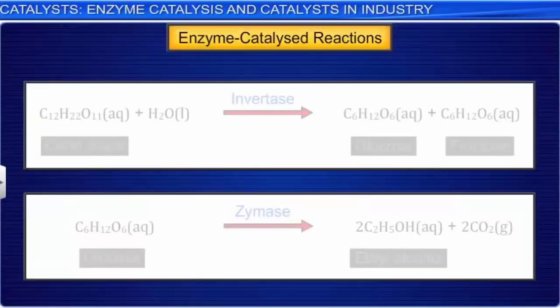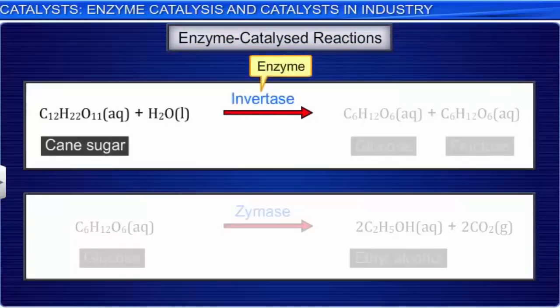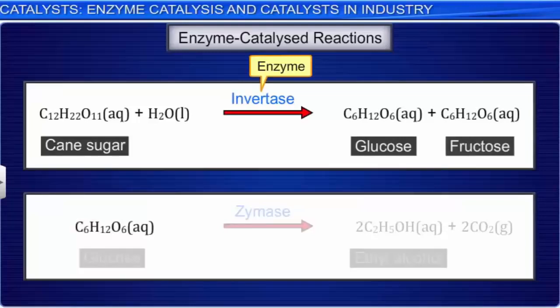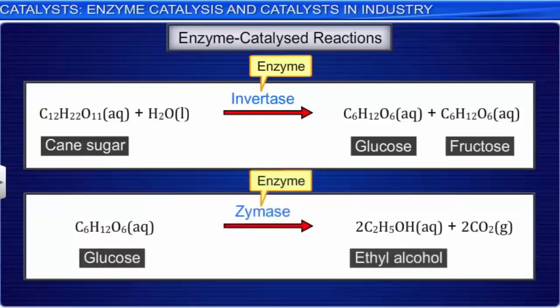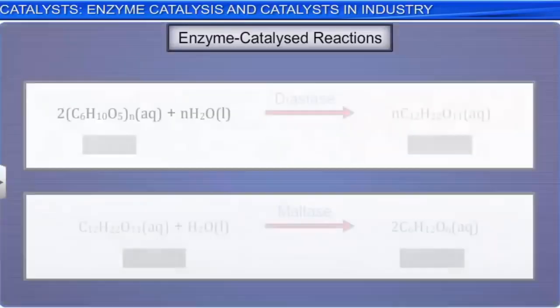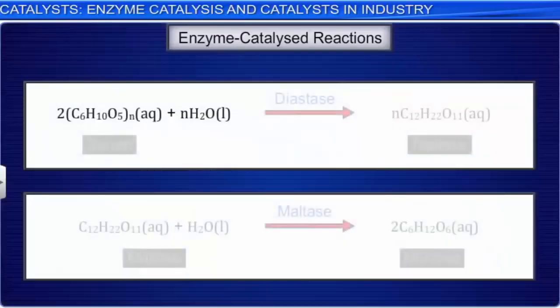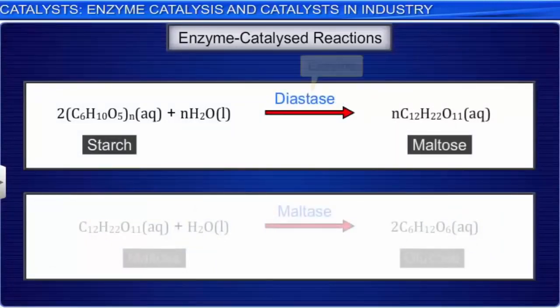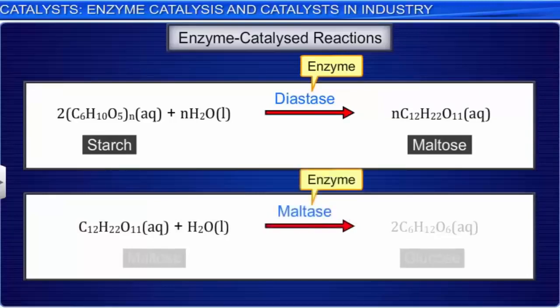Let's take a look at some more enzyme-catalyzed reactions. In the hydrolysis of cane sugar, the enzyme invertase converts cane sugar or sucrose into glucose and fructose. In the enzyme-catalyzed reaction of conversion of glucose into ethyl alcohol, the enzyme zymase is used. Similarly, the conversion of starch into maltose is carried out with the enzyme diastase, which is extracted from malt. Another enzyme, maltase, converts maltose into glucose.